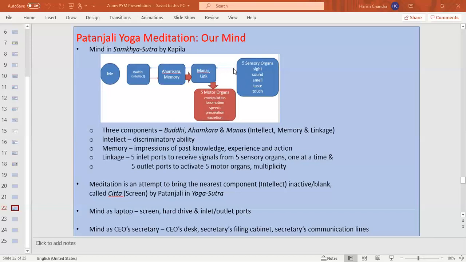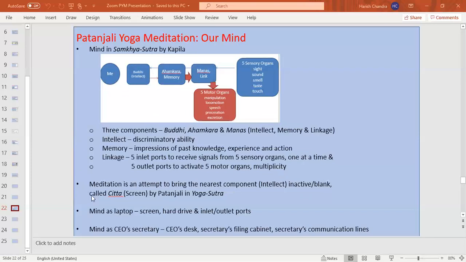So this arrow is scanning the five ports at maybe the speed of light or even faster than that, and picks up signal from the sight organ and the sound organ. It's one at a time, but they are so fast it appears that I am seeing and hearing together. But here there is a big arrow because multiplicity is allowed. Like I am speaking as well as I can raise my hand, put my handkerchief from here to there. So multiplicity is permissible. So that's a brief description of what we call mind.